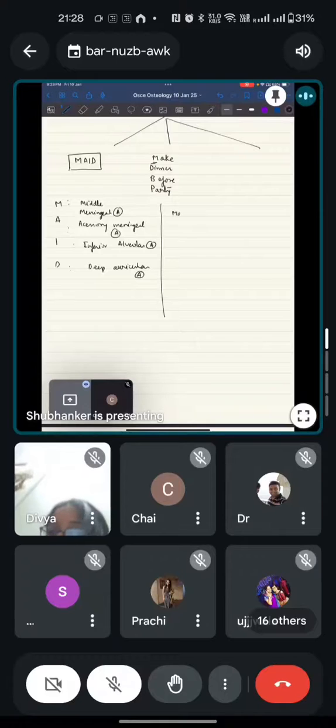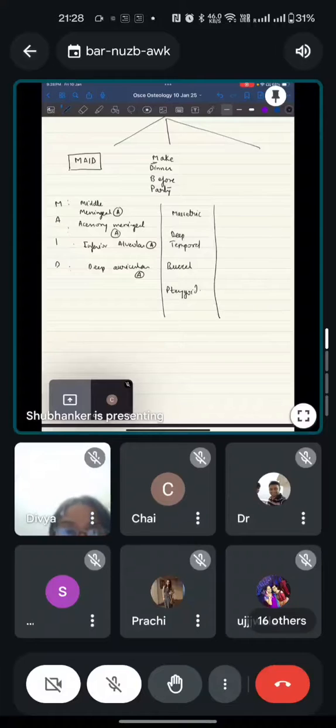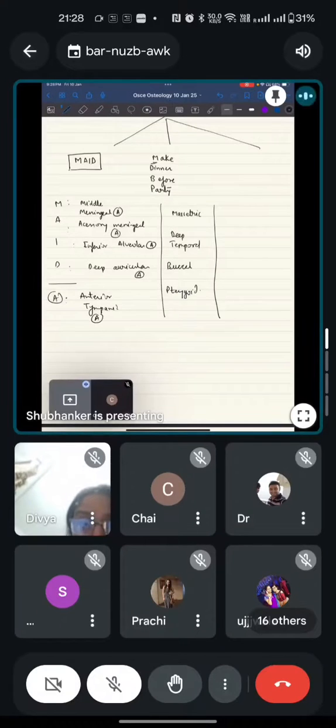Make M. M gives you mesenteric artery. T gives you deep temporal artery. B gives you buccal artery. And P gives you pterygoid artery. Okay, there is one additional over here by the name of anterior tympanic artery.